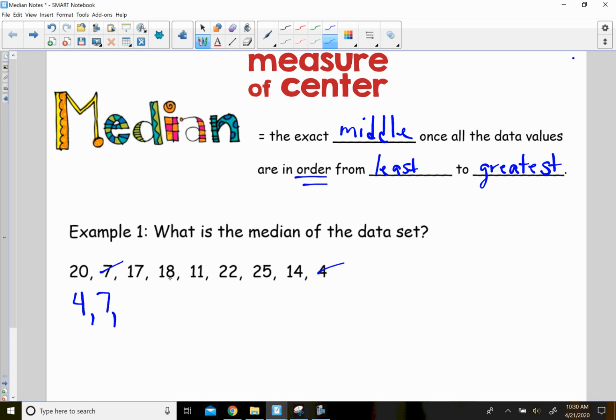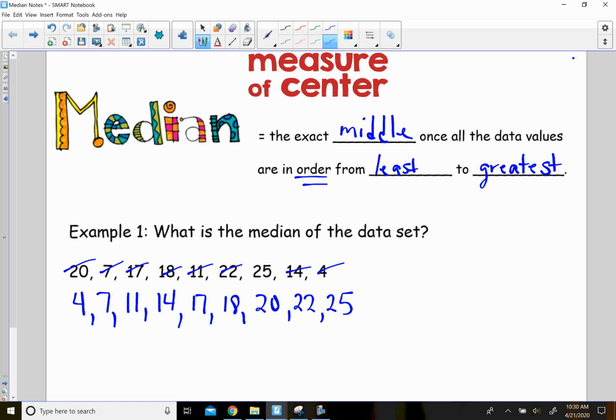Let's see, after 7, it looks like 11 is my next lowest, and see how I have it under the third one, followed by 14, then 17 and 18, then 20, 22, and 25. So 1, 2, 3, 4, 5, 6, 7, 8, 9 numbers, just like I had 9 numbers when I counted in the beginning. So I have all my numbers. They're all there. Now they're least to greatest.